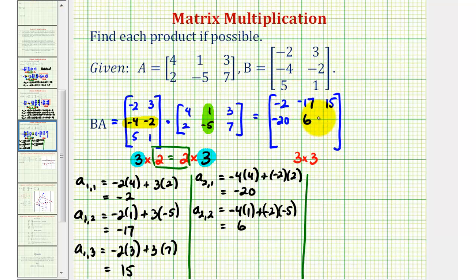And next we have row 2, column 3. So we'll use row 2 from the first matrix and now column 3 from the second matrix. So we'll have negative 4 times 3 plus negative 2 times 7. So we'll have negative 12 plus negative 14, which is negative 26.